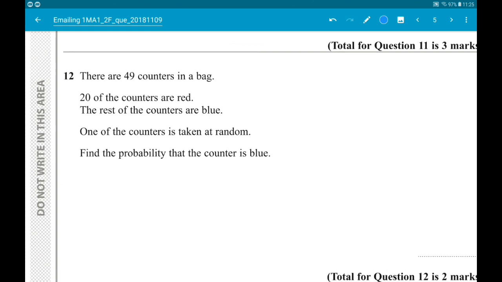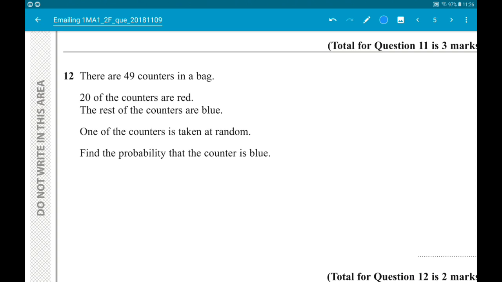Okay, number 12. I can count. There are 49 counters in a bag. 20 of the counters are red. The rest of the counters are blue. One of the counters is taken at random. Find the probability that the counter is blue.